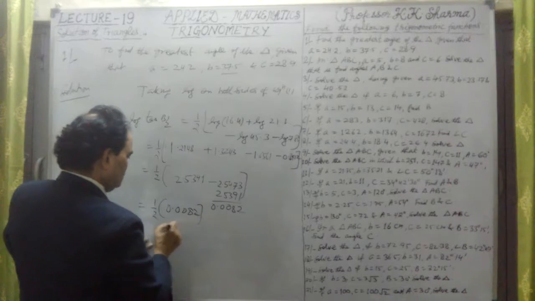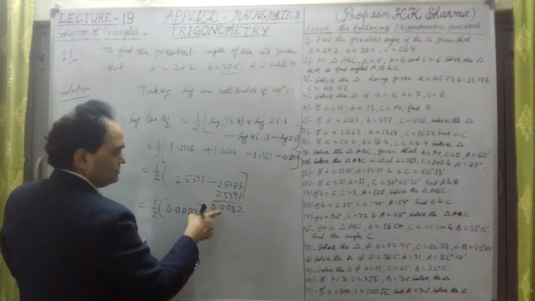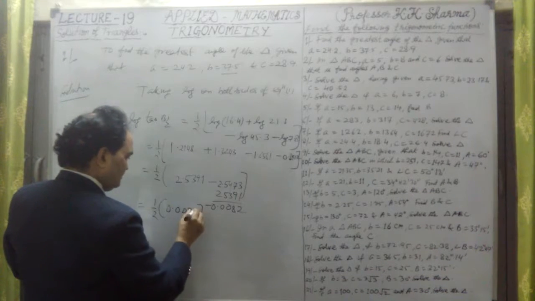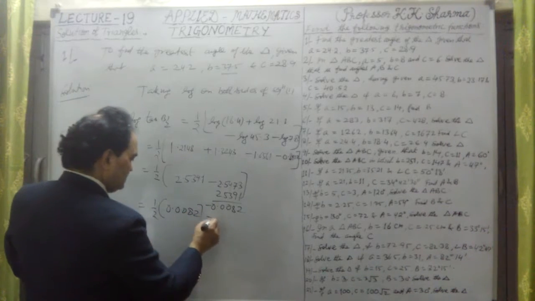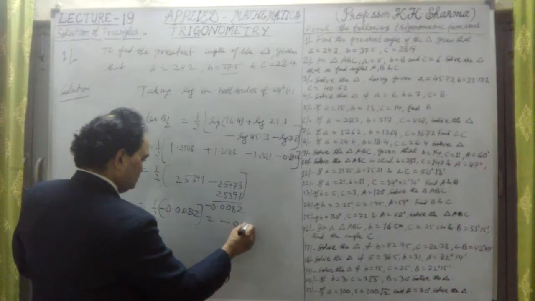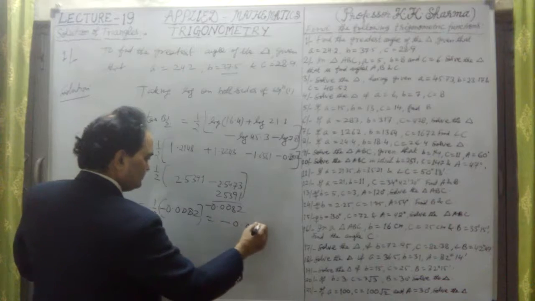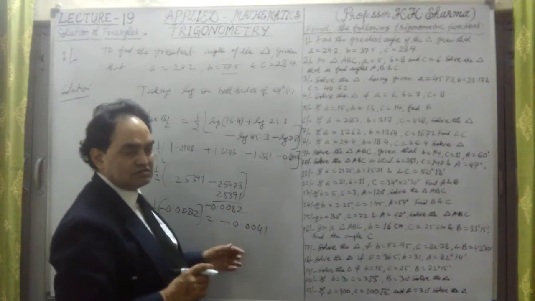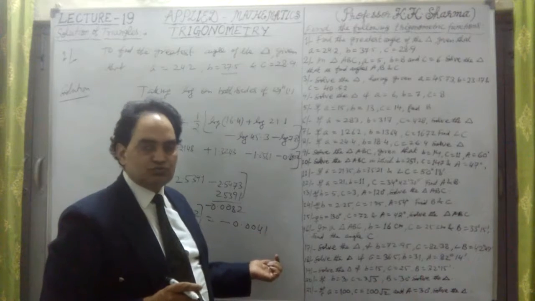Okay, this is a negative value here, with a minus sign. So what we have to do is divide by 2. Now let me divide this. This is a negative value, minus 0.0082 divided by 2 is 0.0041. Now for this negative value, the Mantissa, the antilog of this is to be calculated.